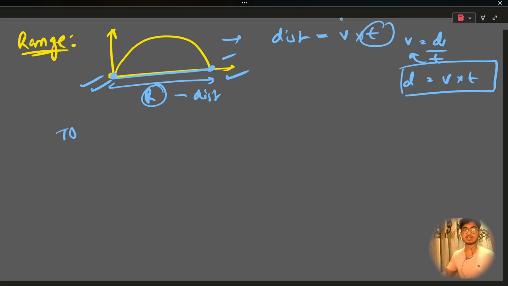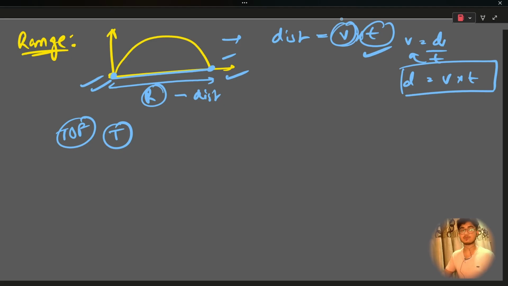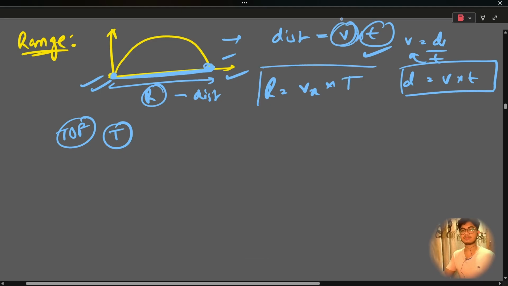What is that time called? That is called time of flight. That is T, capital T. So we've got this T. What is this velocity? That is Vx because the displacement is in the x-axis. The velocity to displace it in the x-axis should be the horizontal velocity, that is Vx. So R equal to Vx into T. This is the basic formula. Okay. R equal to Vx into T.